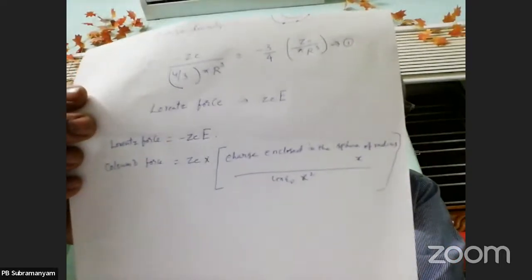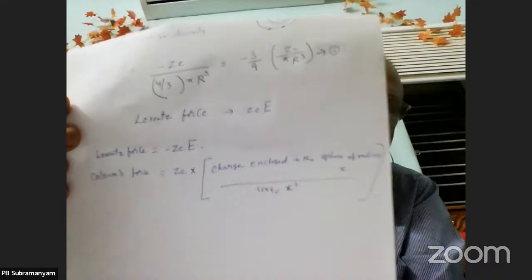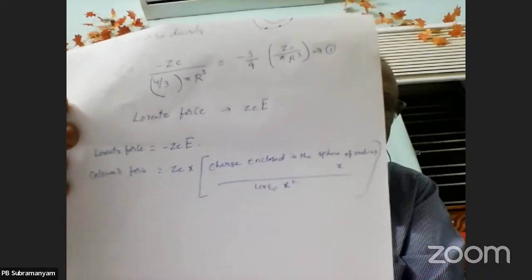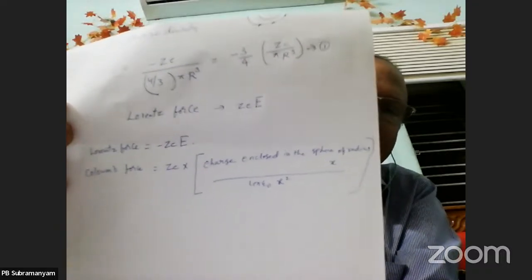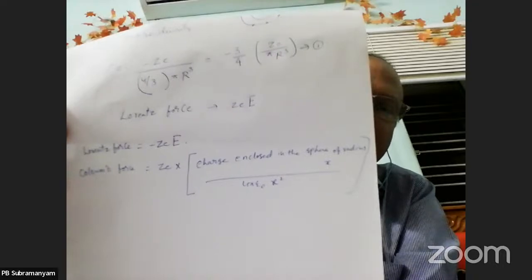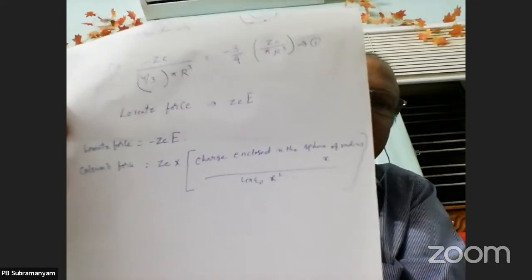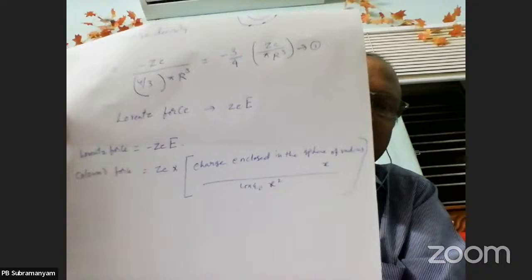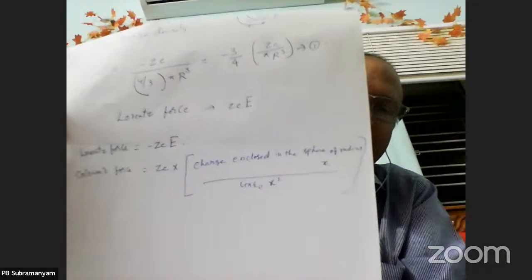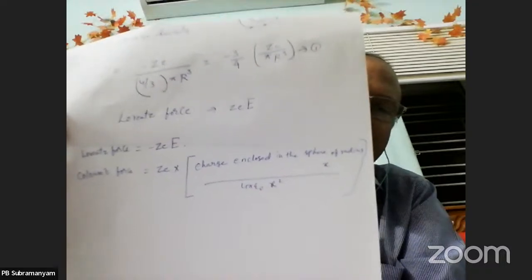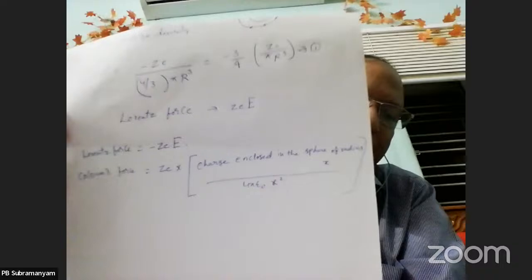The Lorentz force is given by minus ZE times E. Further, the Coulomb force is given by ZE multiplied by the charge enclosed. How much of the charge has been enclosed in a sphere of radius x? Sphere of radius small x we are talking about, divided by 4 pi epsilon x square. And further, how much of the charge has been enclosed, which is given by the charge enclosed.